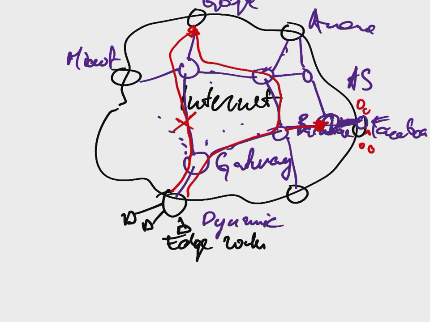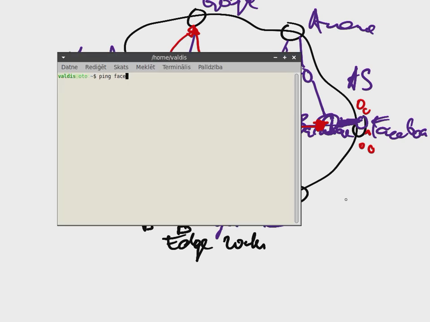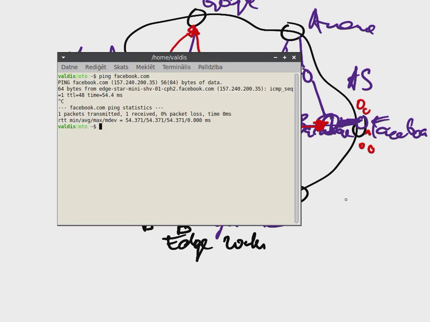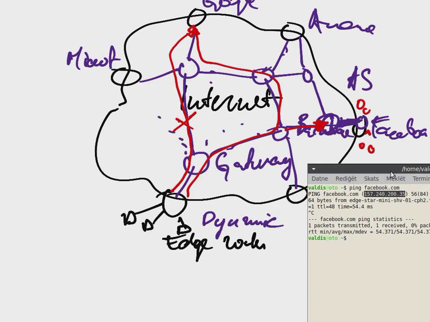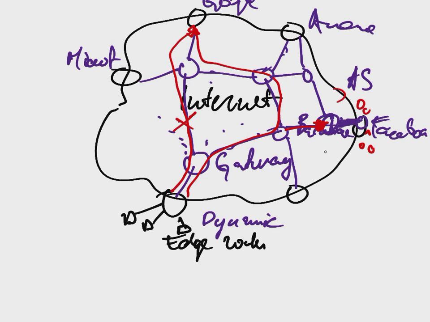So what do these autonomous systems do? One of these routers in Facebook says that if you want to get an IP address like this address, then everybody from the internet should send packets to this particular autonomous system, which is one of the routers of Facebook. And of course they may even have several autonomous systems, but all of these systems were misconfigured.